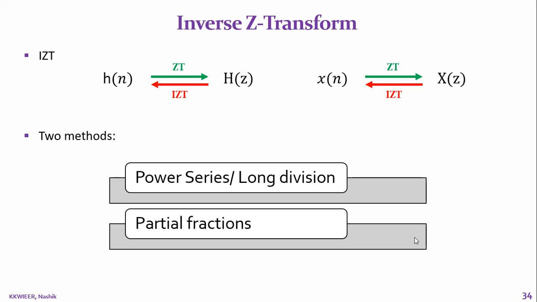And the last part is the inverse Z transform. So these are the two representations of the Z transform. h of n can be given as the Z transform H of z. If you take the inverse of it, it will be again h of n. Or you can write it in terms of x also, it is one and the same. So the inverse Z transform can be obtained by two methods. The first one is the power series or long division method. The second one is the partial fraction method. Let us see examples of both.